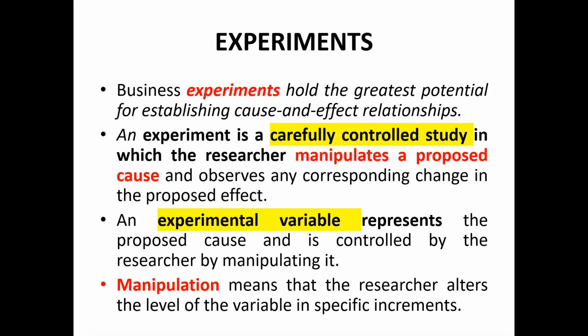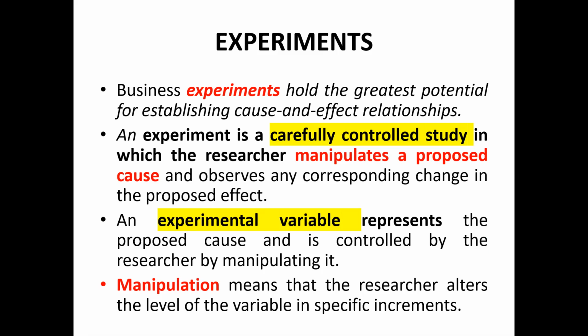So an experimental variable represents the proposed cause and is controlled by the researcher by manipulating it. So the independent variable in which you are doing manipulation, that would be called your experimental variable, and it is the cause and is controlled by the researcher by manipulating it. So manipulation means the researcher alters the level of the variable in specific increments. So whenever you give different treatments to your independent variable, like the example we took, shelf height, the height at which you place the chocolates, you are manipulating, a manipulation is done on the independent variable.